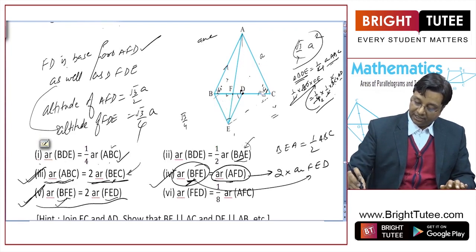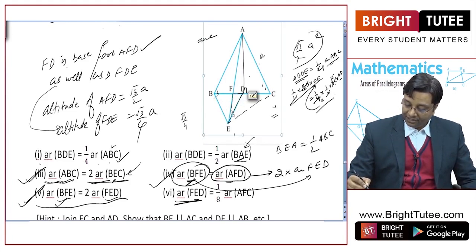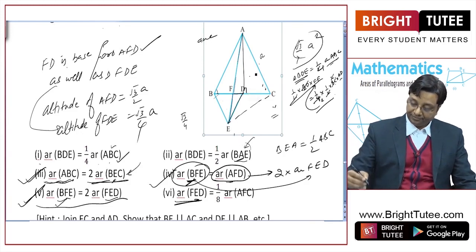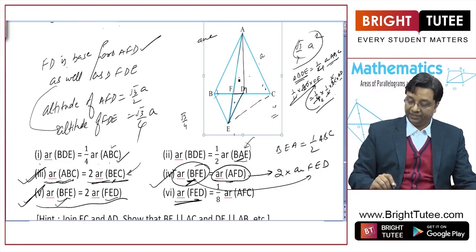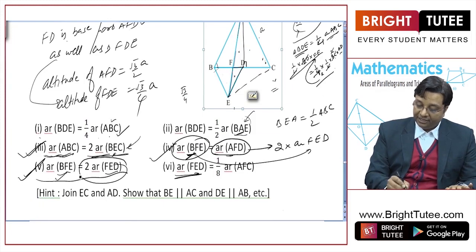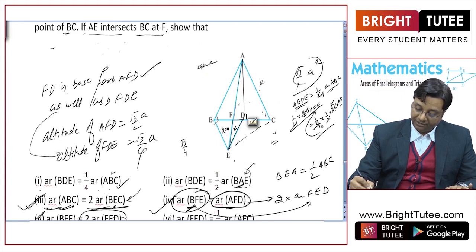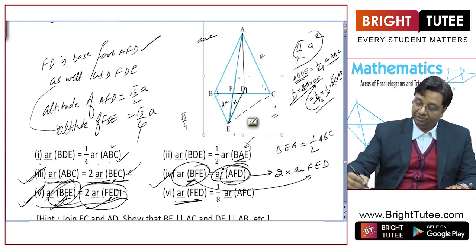Now let us look at the last part of this question, which says area of FED, that is this area, is 1/8 of the area of AFC. We know that area of FED is half of AFD, right? Area of FED is half of BFE. This we already know. So, let us say this is X, FED, then what will be BFE? It will be 2X. We have already proved here, right? And BFE and AFD are equal. So, this area will also be 2X.